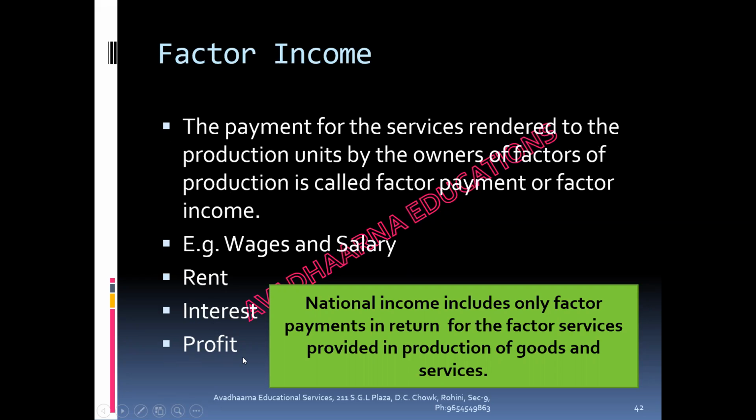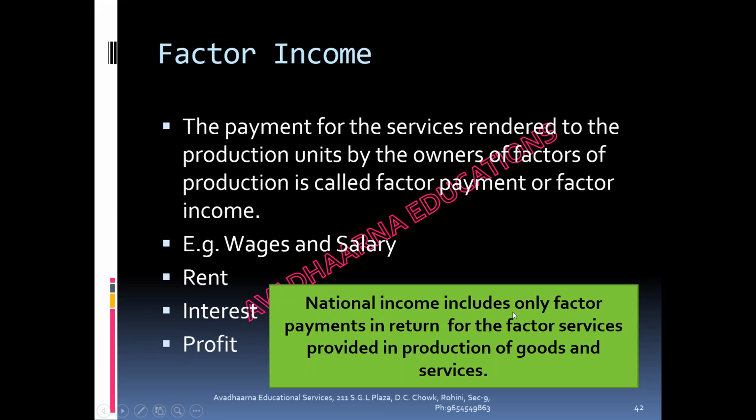Now see, all of us know that there are four factors of production: land, labor, capital, and entrepreneur. So the payment made to these factors of production by the production units in return for their services will be termed as factor payment, and these factor payments in the hands of the owners of these factors of production will be termed as factor income. For labor, the factor income generated is wages. For land, it is rent. For capital, it is interest. And for entrepreneurship, it is profit.